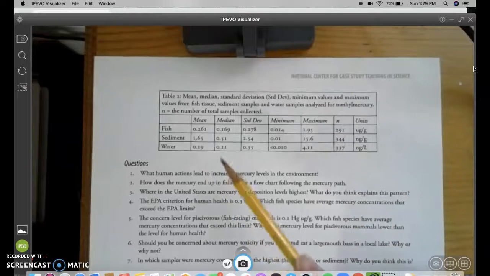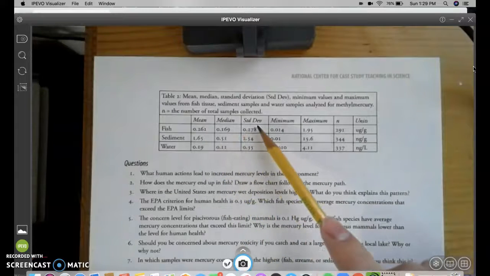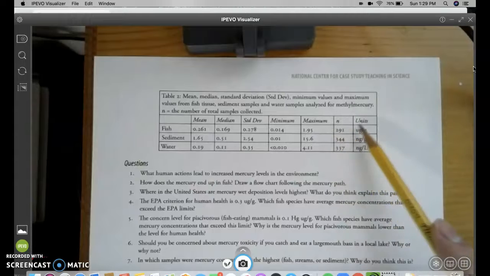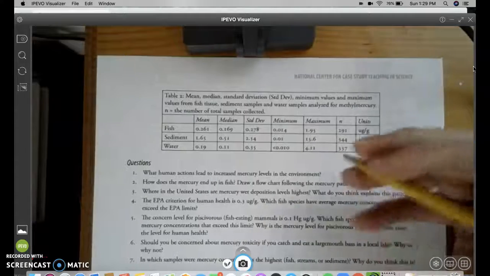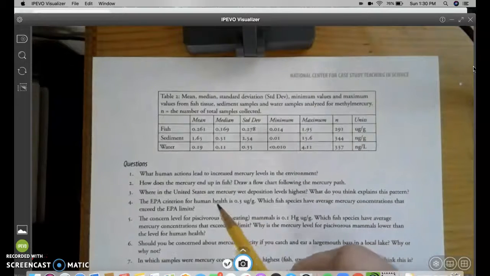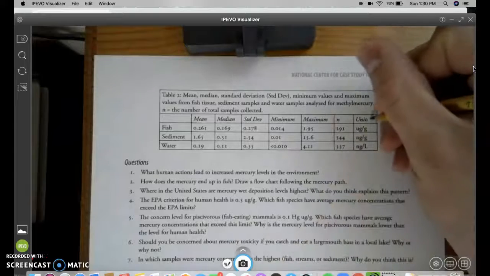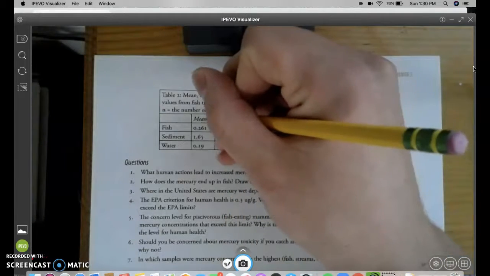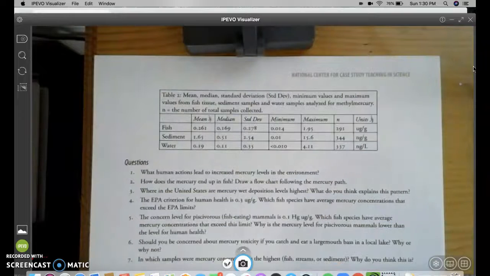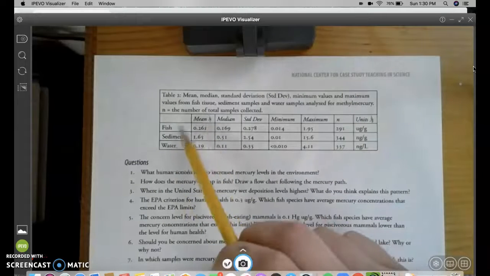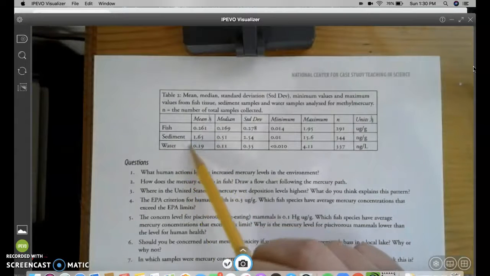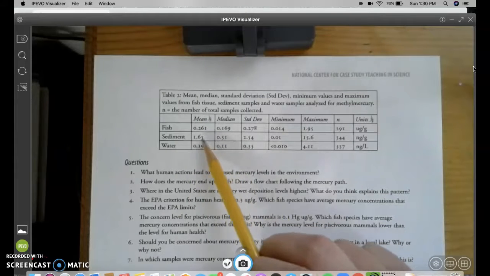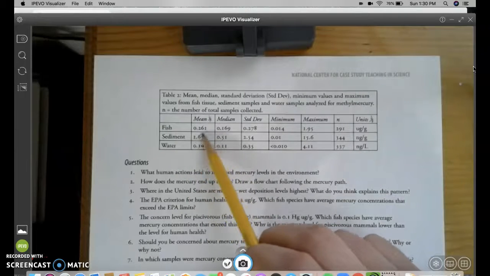It gives you a whole bunch of things here. It gives you the mean, median, standard deviation, minimum, maximum, and the number of samples they did, and then here are the units. All right, so the things you need to do in order to do this conversion is know what the units are, right? And you're going to take the mean in order to figure it out. It gives you the mean for your fish, sediment, and water.